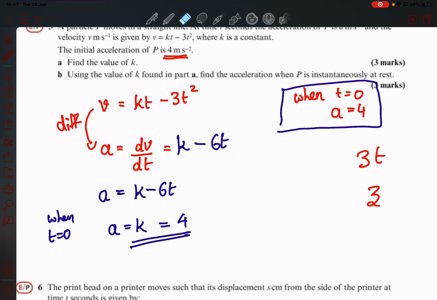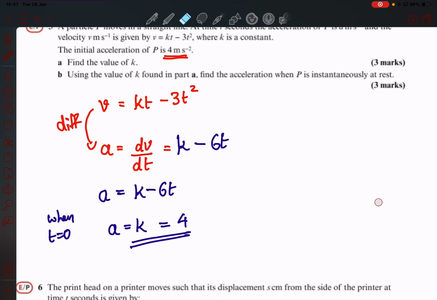Part B says, using the value of k, find the acceleration when P is instantaneously at rest. So they didn't say find the value of acceleration when t is equal to 3 or t is equal to 5 or anything of that sort. So this is a question inside another question. So first we have to find out when P is instantaneously at rest.